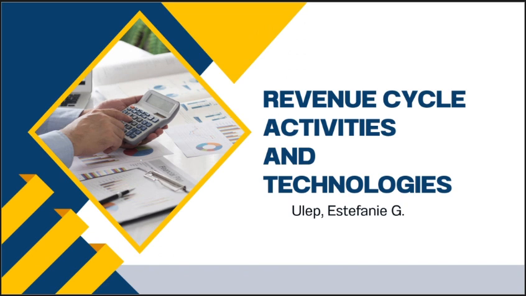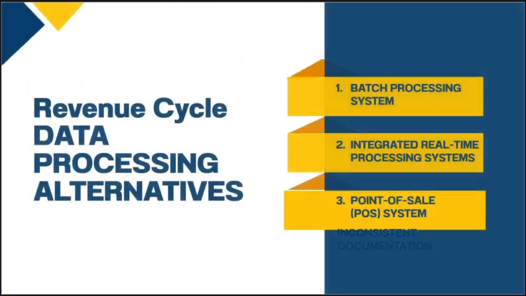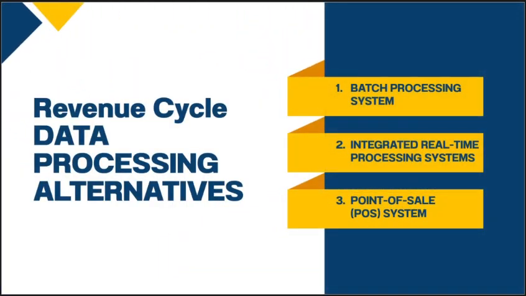Now, let's go first to the first section, which is the revenue cycle activities and technologies. The revenue cycle includes all activities related to processing sales and receiving cash from customers. In a computerized information system or CIS environment, there are different ways this data is processed. Hence, the revenue cycle has three data processing alternatives.